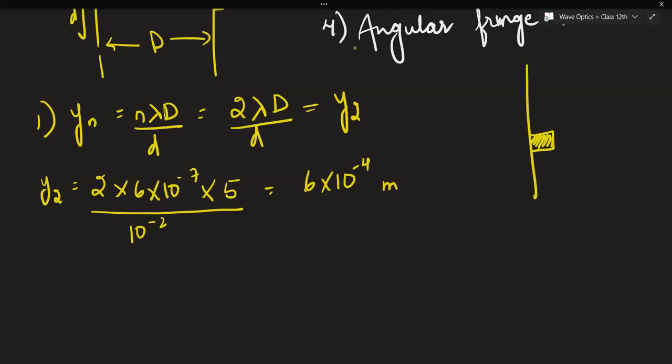Suppose this one is the central maxima, and this is your second bright fringe. From here you have the separation. This linear separation is known as yn.